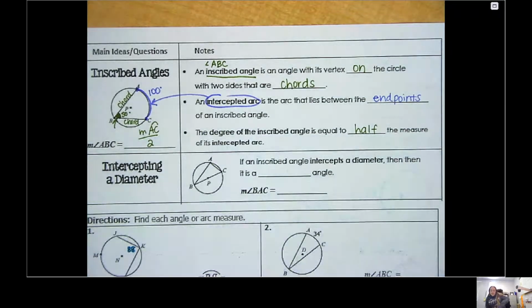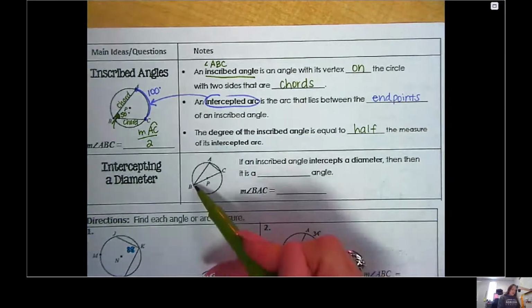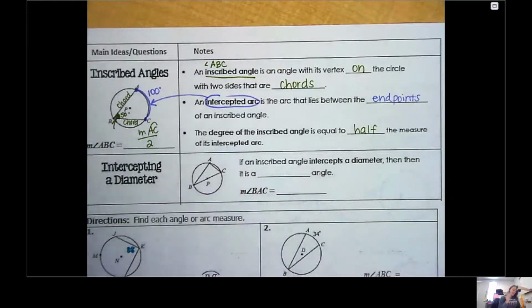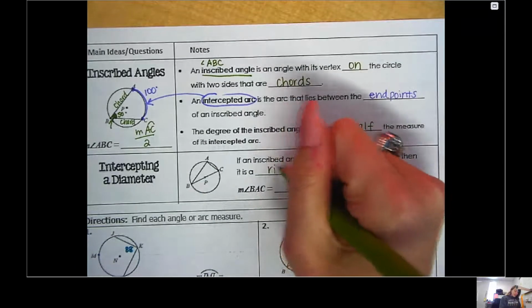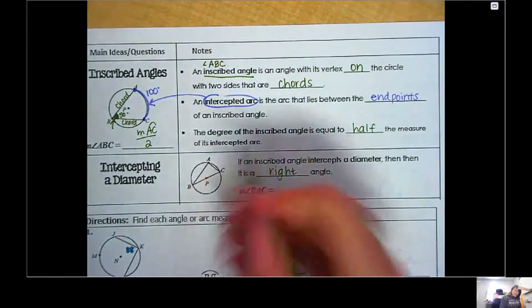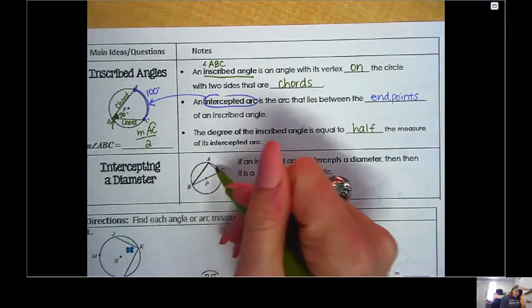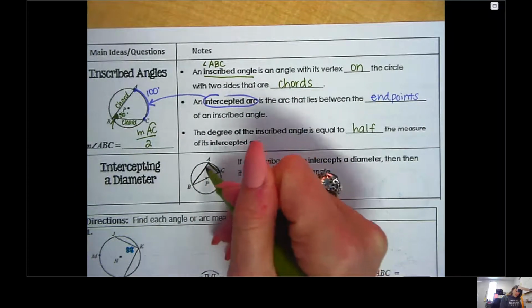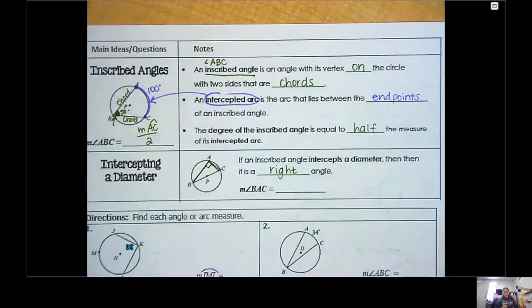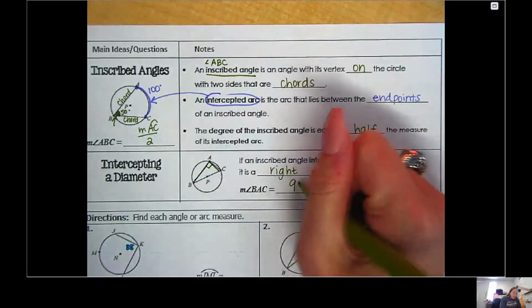Intercepting a diameter. If an inscribed angle intercepts a diameter, so if you see a line that goes through the center, then it creates a right triangle. So angle BAC, this piece here, that's the inscribed angle. This is a 90-degree angle, and this should make a nice right triangle. So that angle measure is 90 degrees.